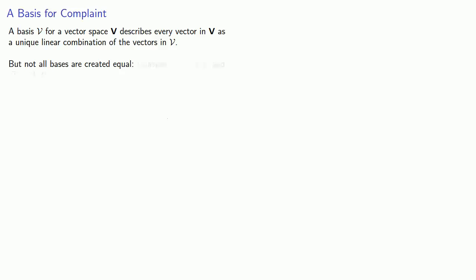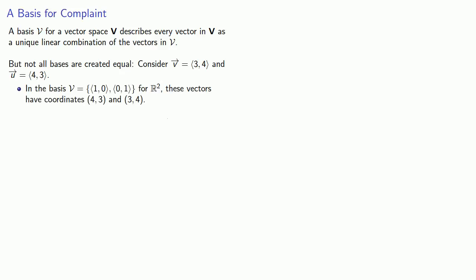For example, consider the two vectors in R2, and notice that these two vectors have very similar x1 components and very similar x2 components. So without worrying too much about what we mean by similarity, we might suspect that our two vectors are similar. Now, since these vectors live in R2, I need two vectors in a basis, so maybe I'll have the basis (1, 0), (0, 1). And in this basis, these vectors have coordinates (4, 3) and (3, 4).